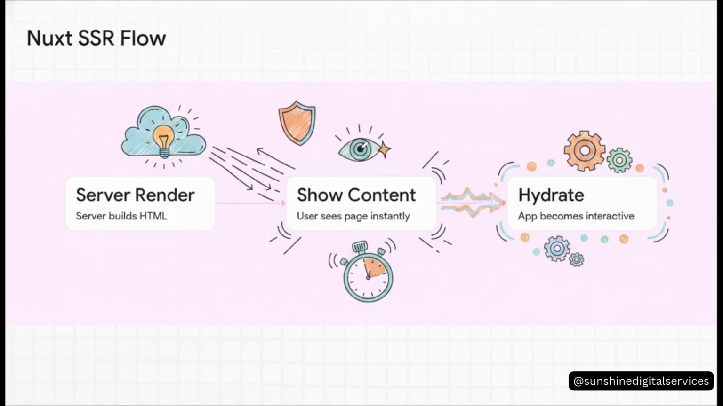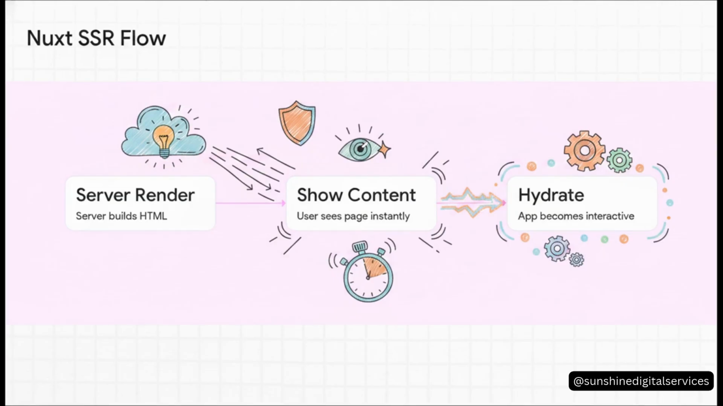With Nuxt SSR, the server renders that initial HTML. This means step 1 for the user is seeing meaningful content instantly. No more blank screens. After that fully formed HTML arrives, the app then hydrates on the client in the background to become fully interactive. It's like you're getting the speed of a static page with the rich interactivity of an SPA.